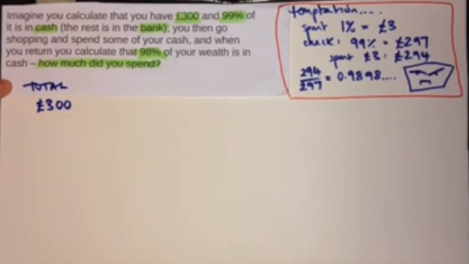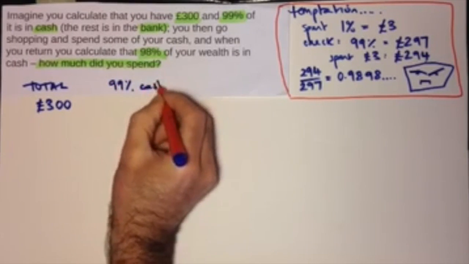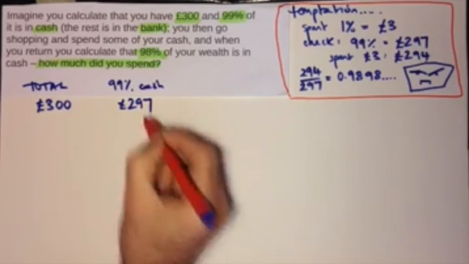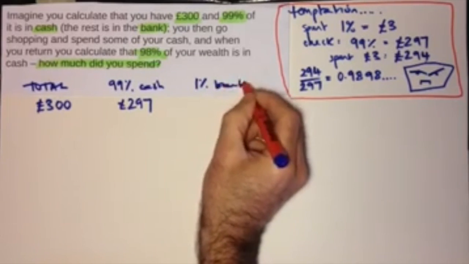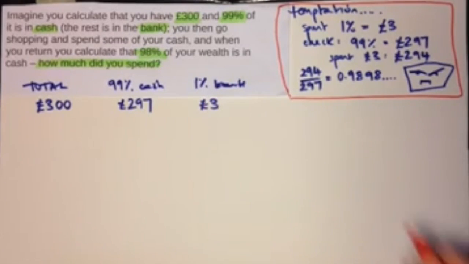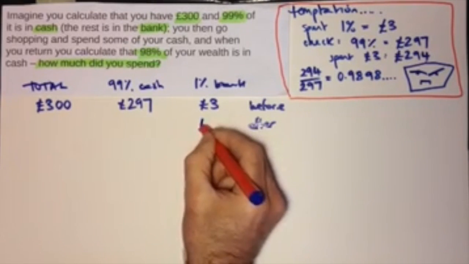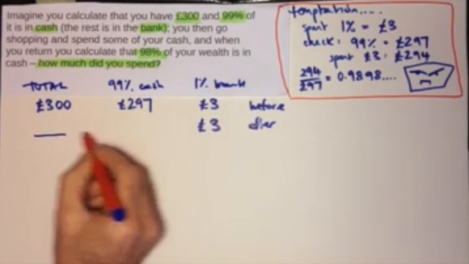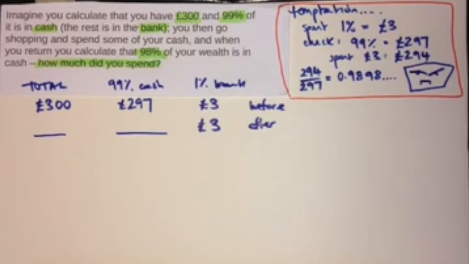We have a total of £300, 99% in cash, that's £297, and 1% that's in the bank. This is before we go shopping. What have we got after we go shopping? Well, all we know is that there's still £3 in the bank. At this point, I'd ask you to press pause and see if you can see how to continue.